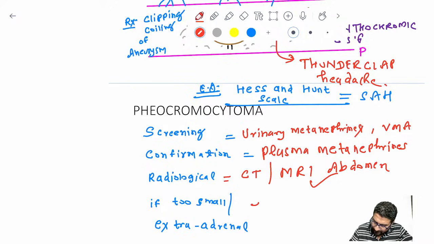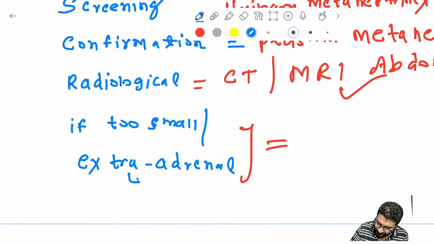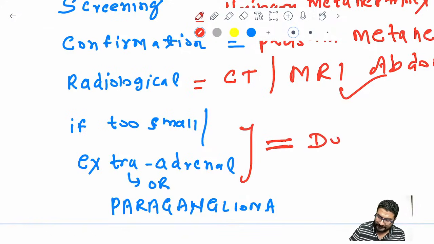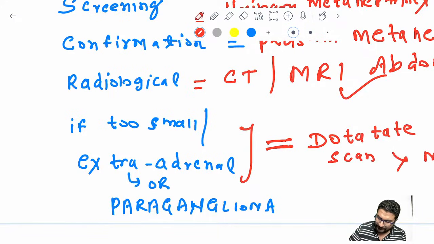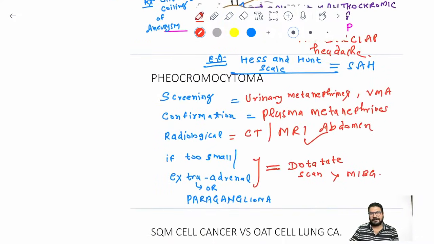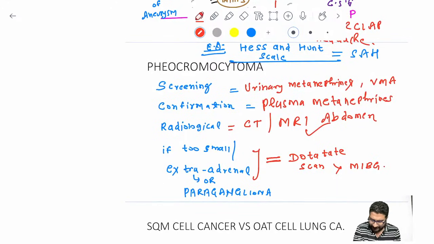If it is too small or extra-adrenal, what do we call extra-adrenal? Extra-adrenal is also called paraganglioma. So when it is extra-adrenal paraganglioma, in this case what do we do? Previously, if you look at your exams, they gave MIBG scan. But Harrison says DOTATATE scan is better than MIBG scan. So these are the investigations that come again and again in exams. Very, very important.